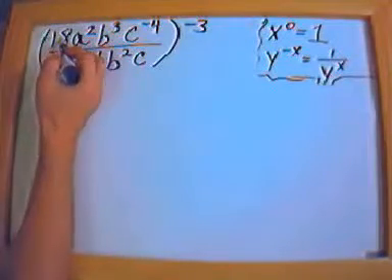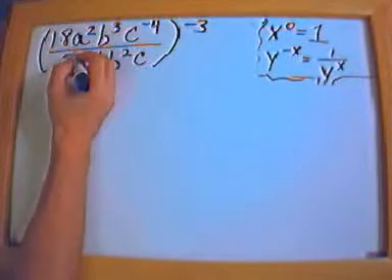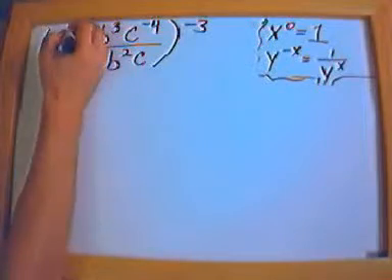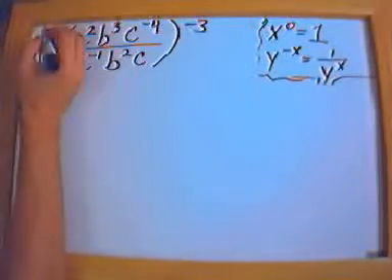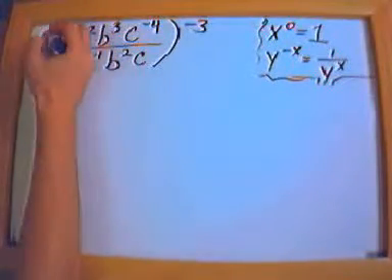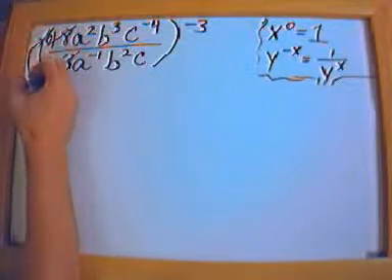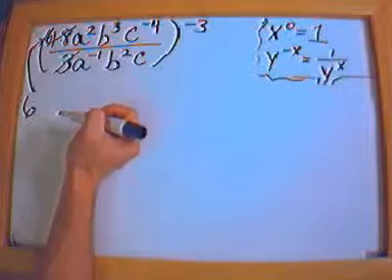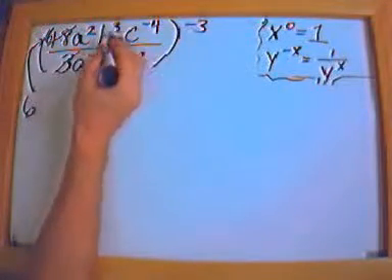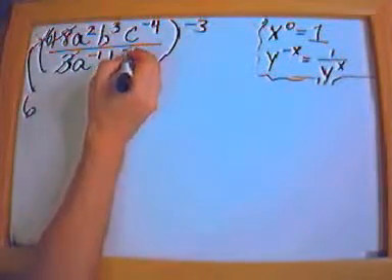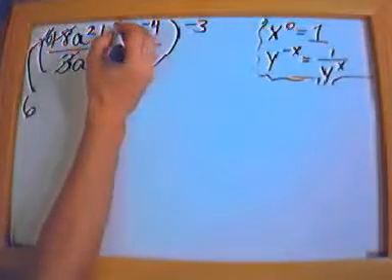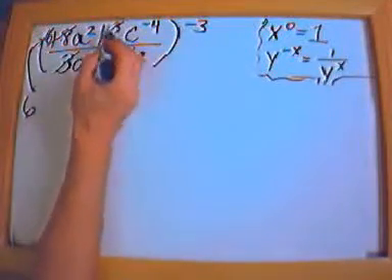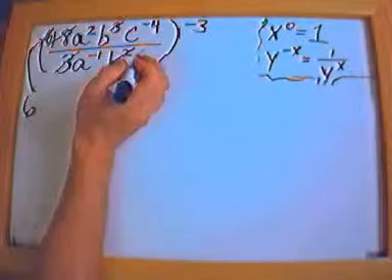Well, first note, I've got an 18 on the top and a 3 on the bottom, so I can divide top and bottom by 3, so I can cancel this 18 and write a 6. There's a 6 on the top here. Again, I've got b cubed, and I've got b squared on the bottom, so I can cancel these b's, because 3 minus 2 is 1, so I'm going to be left with 1 b on the top.